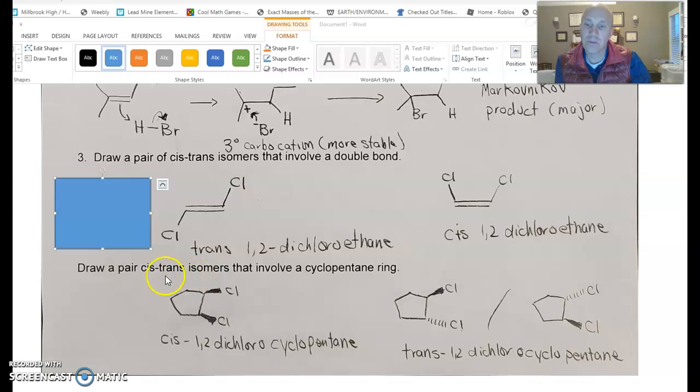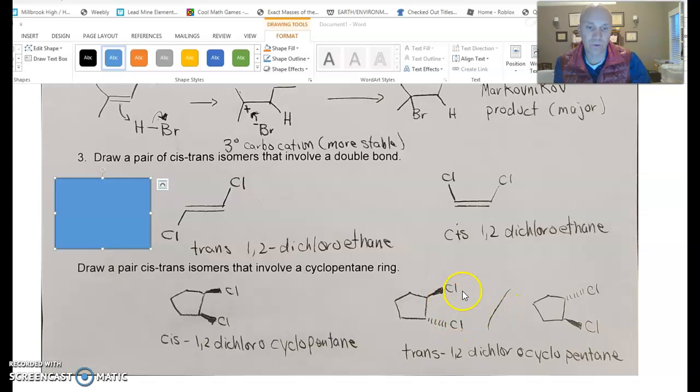Notice that there are also sometimes what are called cis-trans isomers, not with double bonds, but whenever you have a ring. You can describe this type of isomer right here as a cis isomer, because if you consider this cyclopentane ring to be in the plane of the paper, both of these chlorines would be on the same side of that ring. And this right here would be examples of trans.